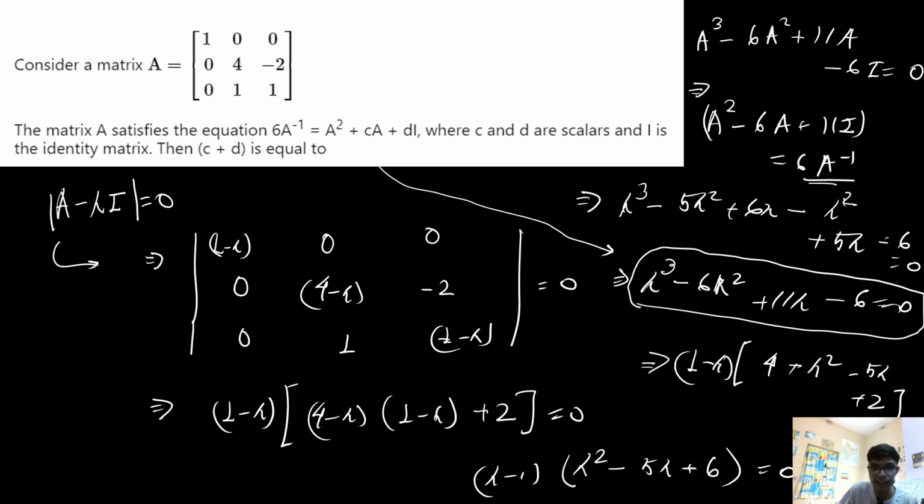That was what was actually asked in this particular question. Now 6 times A inverse is equal to A square minus 6A plus 11 times the identity matrix. Now from here if we compare with the result given in the question, we will get the value of C that is minus 6 and the value of D that is 11. So from here C plus D will be equal to 5. This is the answer to this question. So कितना easily इस question को जल्दी से solve कर सकते हैं by the help of the Cayley-Hamilton theorem. I hope this particular solution is clear.